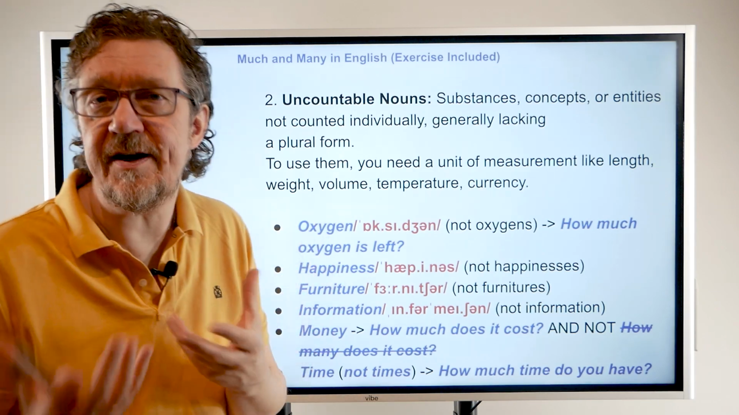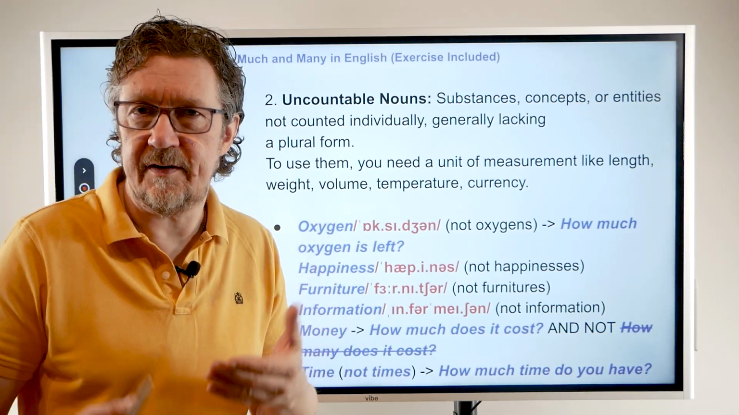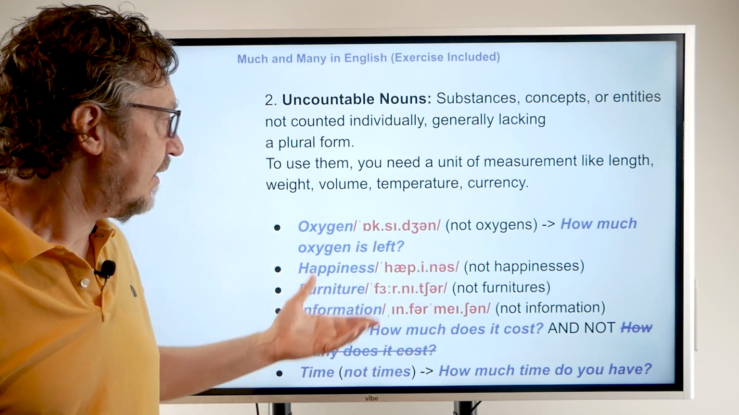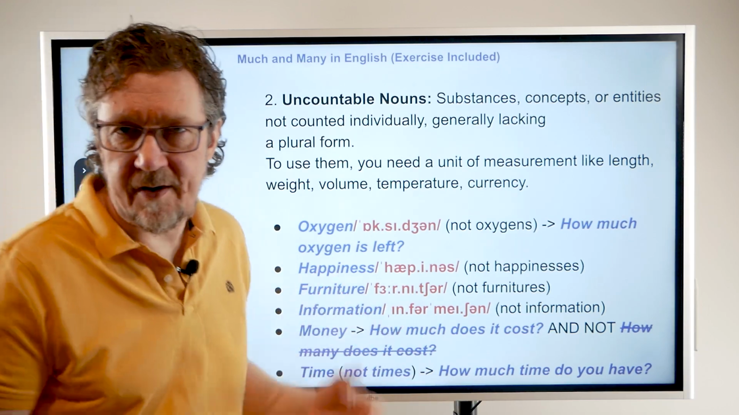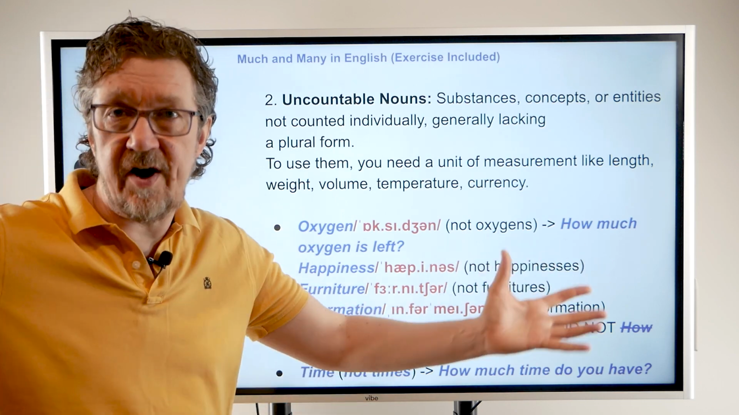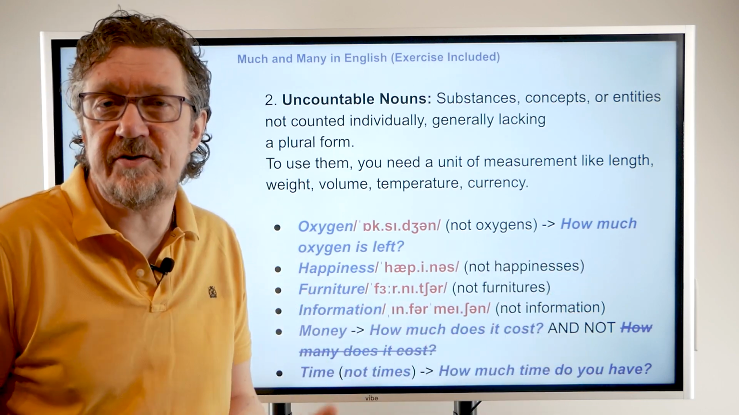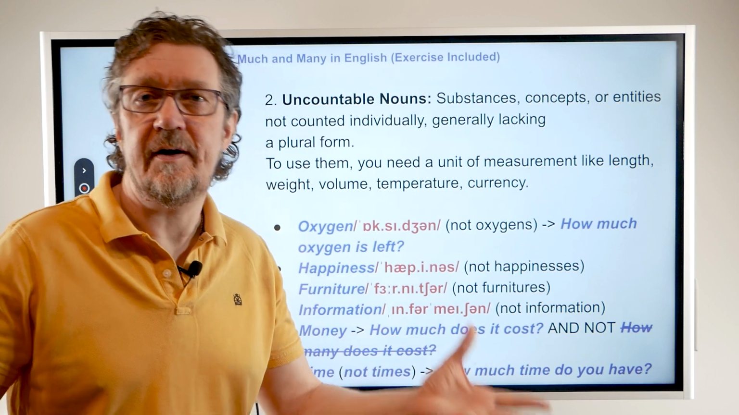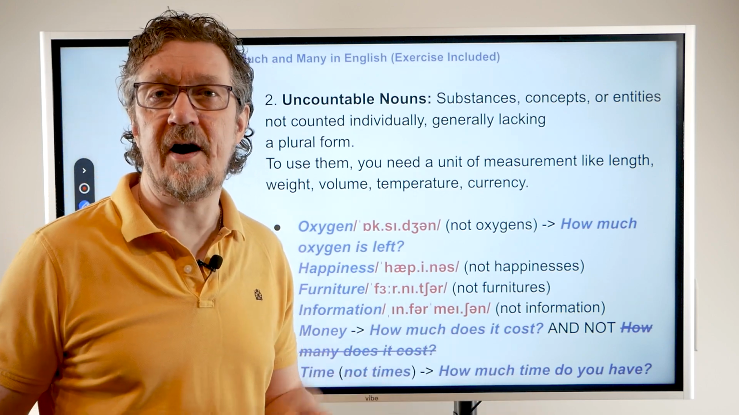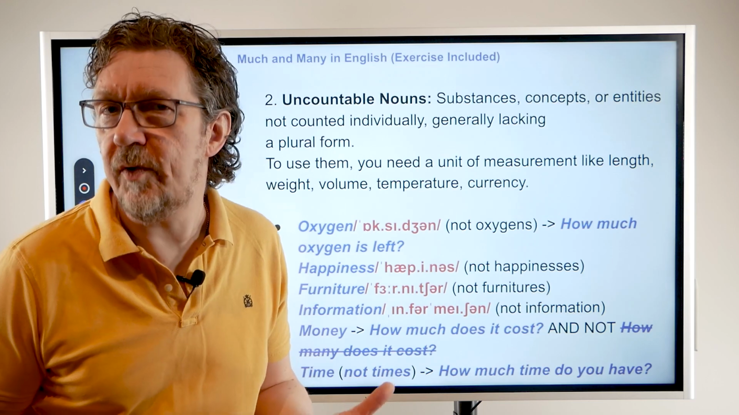You need a unit of measurement, so you need to be able to measure it. You can measure how much oxygen there is. You can measure happiness, maybe it can be done. Furniture-wise, remember, you can say that you have furniture. How much furniture do you have? I have a lot. I have a little. If somebody says, how much furniture do you have? You can't say, 10. It doesn't work.